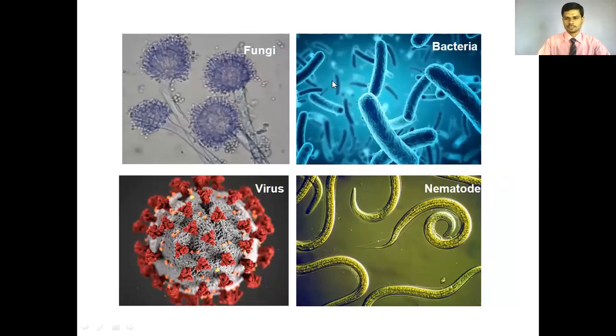Pictures of some pathogens are given here: fungi, bacteria, viruses, and nematodes. Fungi's mode of nutrition may be heterotrophic or saprophytic. Saprophytic refers to those organisms which can grow on dead and decaying organic matter. Bacteria may also have a saprophytic or parasitic mode of nutrition.